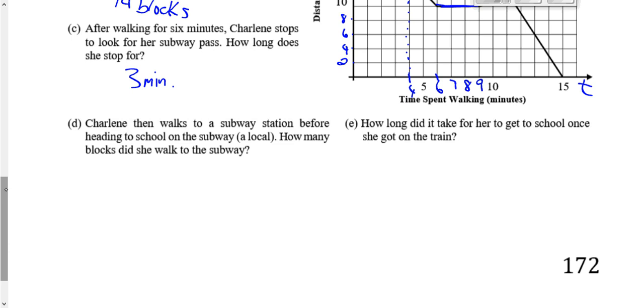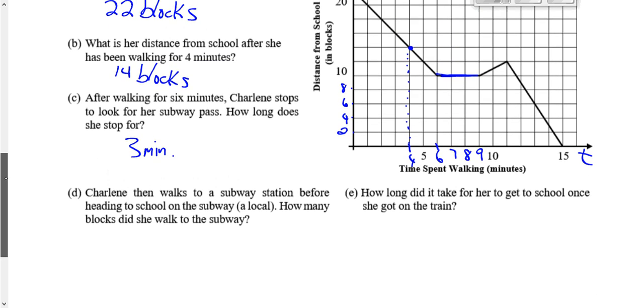All right, part D. Charlene then walks to a subway station before heading to school on the subway. I thought she was walking. She's walking, but now it's changed. She's walking to the subway. Yes, but she should be walking to school. Be ready for conditions on the ground to change.